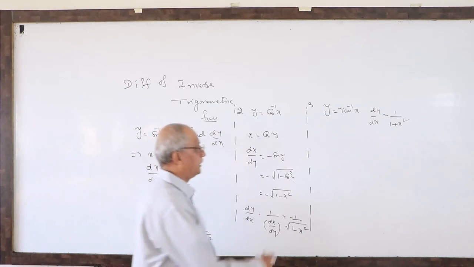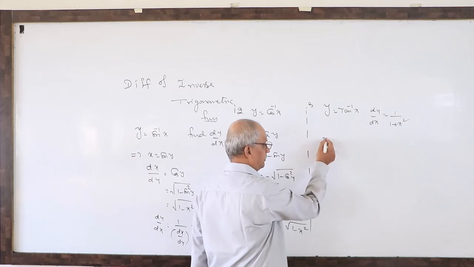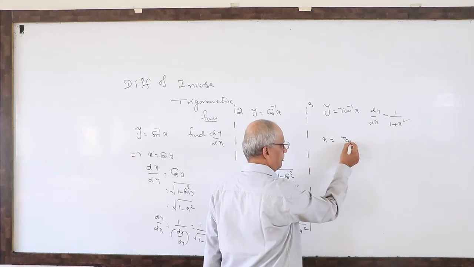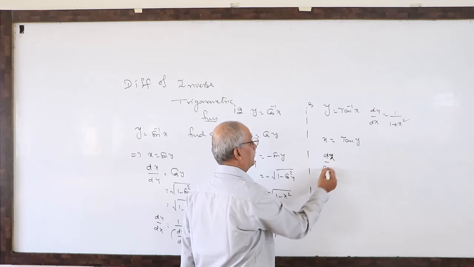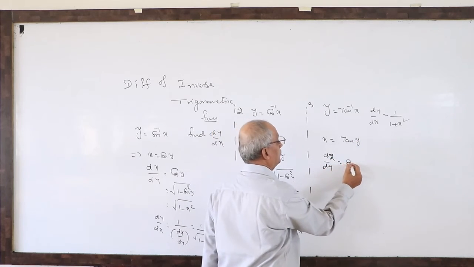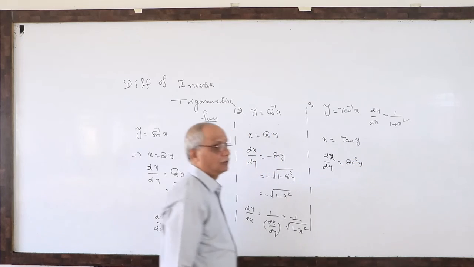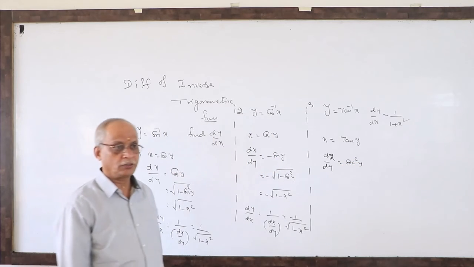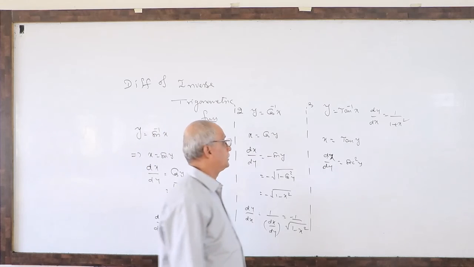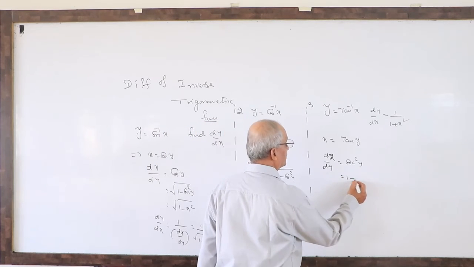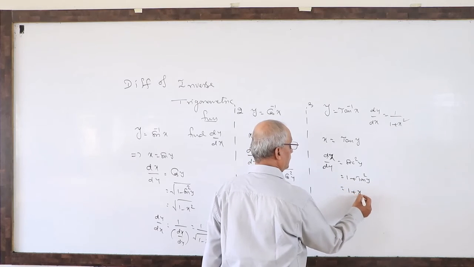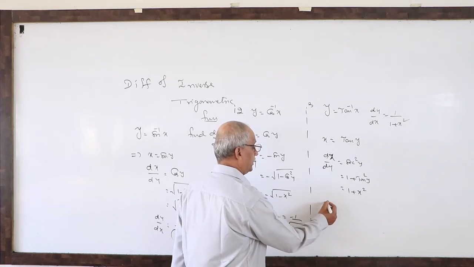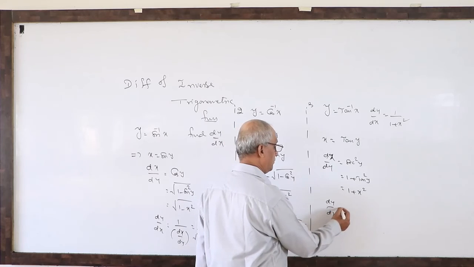How to find here? By definition of inverse trigonometry, x is equal to tan y. Then dx by dy. Tan derivative is secant square. Then what is the relation between tan and secant square? We know the identity secant square is 1 plus tan square. What is tan y here? x. Therefore, now we need dy by dx, and hence completed.